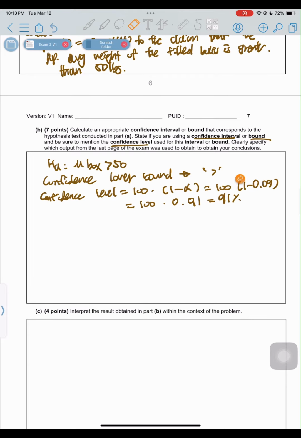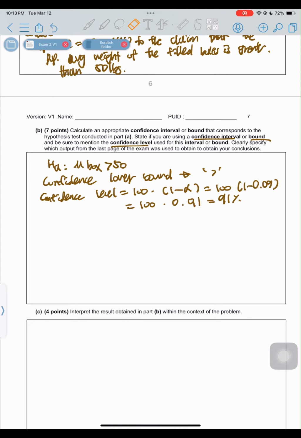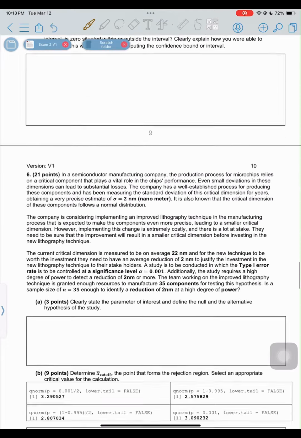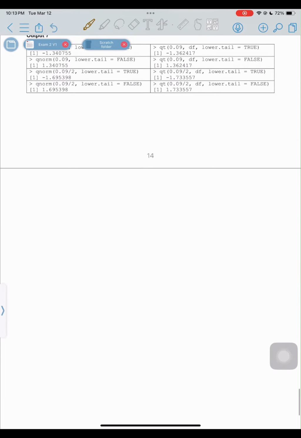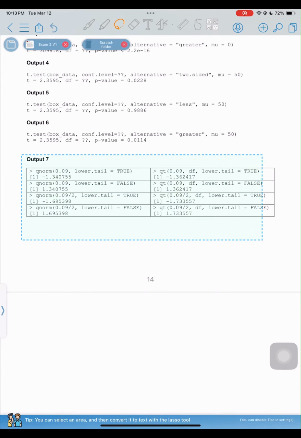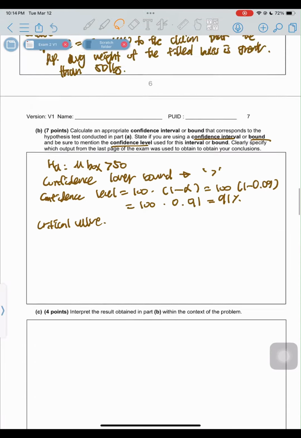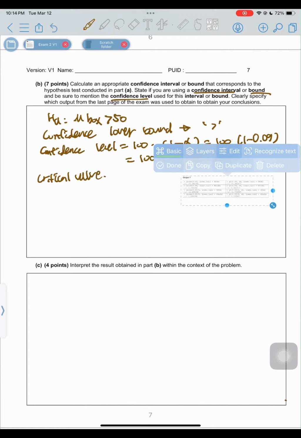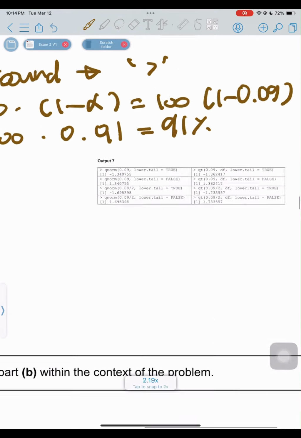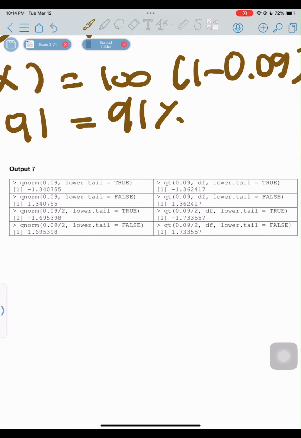Okay, so the critical value can be found in the back of the booklet we are given. Let's see, where is it? Output 7. I'm just going to copy paste this value. Where's the question? Here you go. It's small, so I'm just going to zoom in. So we have this value, output 7. We know that the alpha value is 0.09, and it's not divided by 2 because it's one-sided, not two-tailed.